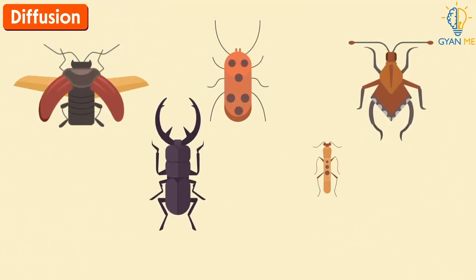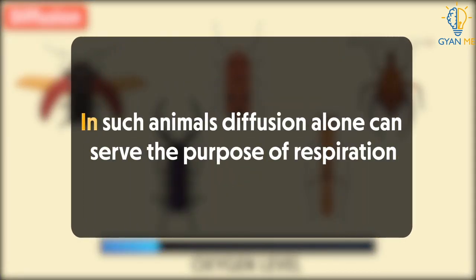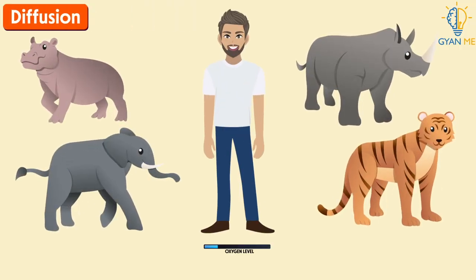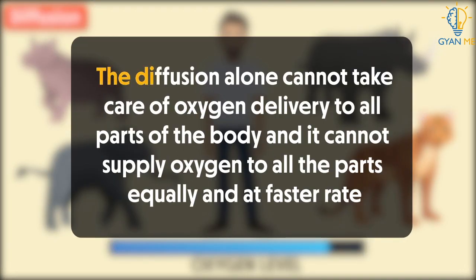Now students, when the body size of animals is small, their requirement for oxygen is also small. And thus, in such animals, diffusion alone can serve the purpose of respiration. But when the body size of animals is large, their requirement is also large. And thus, diffusion alone cannot take care of oxygen delivery to all the parts of the body, and it cannot supply oxygen to all the parts equally and at a faster rate.